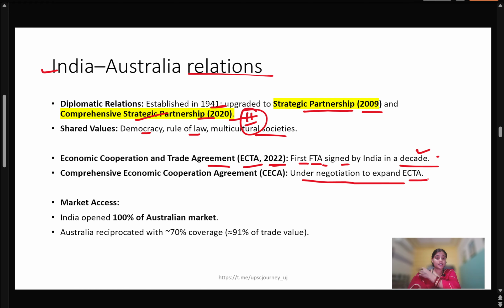Talking about market access, India opened 100% of its market to Australia, while Australia reciprocated with 70% coverage and 91% of trade value. Both countries will allow market access, where India has opened 100% for the Australian market, while in reciprocation Australia opened only 70% coverage, which includes about 90% of their trade value.